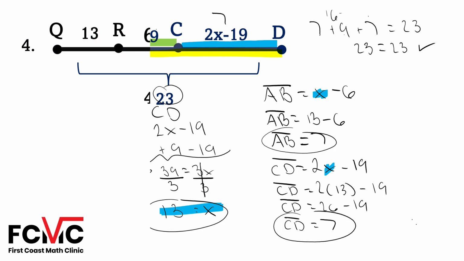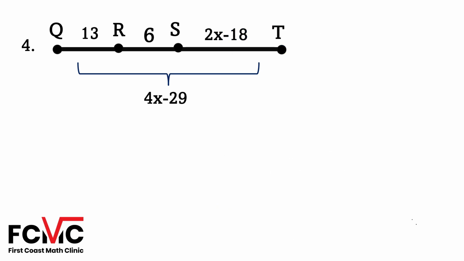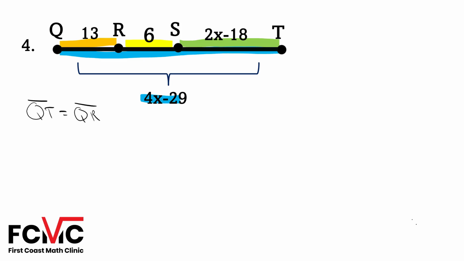All right, let's do one more example. All right, for example number 4, we've got our larger segment, QT, here, and QT is 4x minus 29. And then we've got our smaller segments, QR, which is 13, RS, which is 6, and ST, which is 2x minus 18. So let's write out what our equation is going to look like. We should have our larger segment, QT, equals the sum of the smaller segments, QR, plus RS, plus ST.